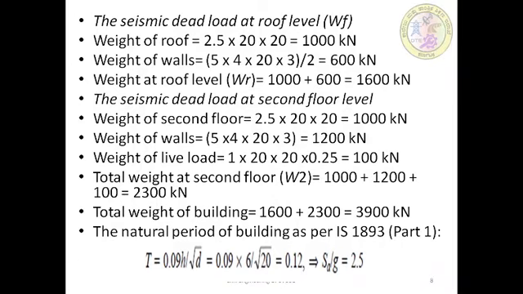Then, according to IS 1893, the natural period is taken as Ta = 0.09 h divided by square root of d, where h is the total height of the building and d is the one side of the building, that is 20 meter. So here it is taken as 0.12, and based on that we can calculate Sa by g as 2.5.